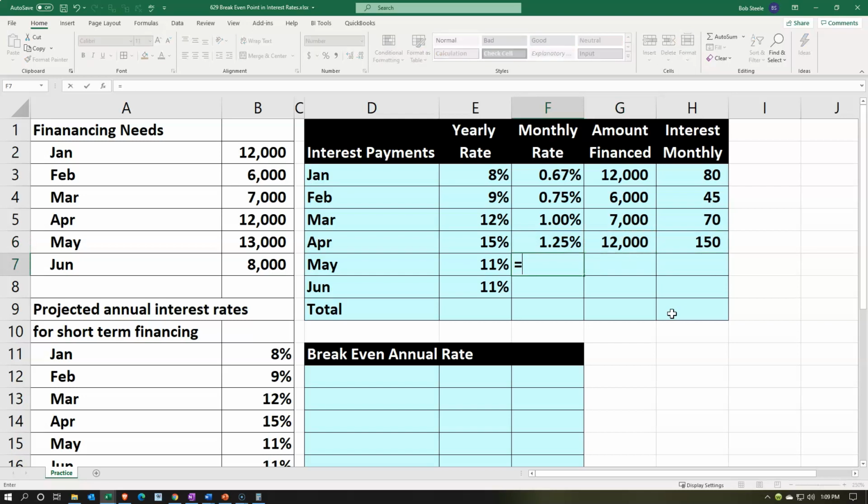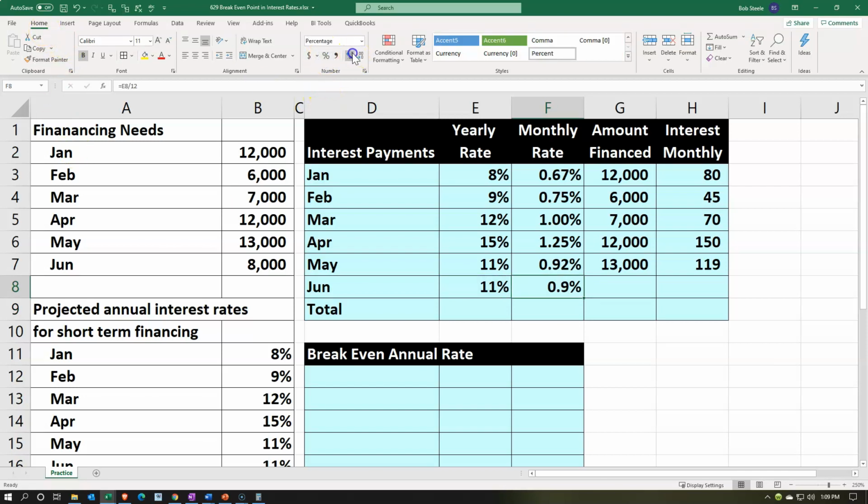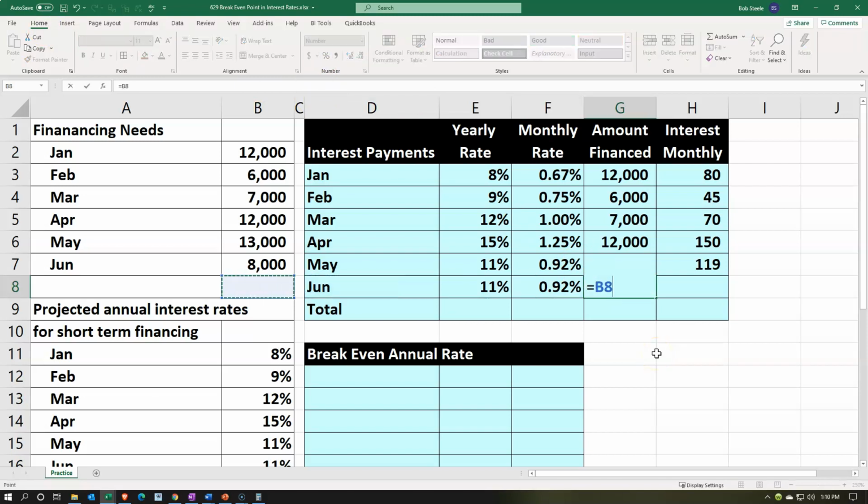Then I'm going to go to May. This is going to be equal to the 11% divided by 12. Percentify this. Home tab, Numbers, percentify. Add a few decimals. We're at the 0.92. We're then going to pick up the amount, which is 13,000. And then notice it calculated this for us, the 0.92% times the 13,000. One more time, we're going to take the 11% divided by 12. That's going to be percentified, Home tab, Numbers, percentify. Add a couple decimals. We're back to that 0.92%. Then we'll pick up the amount at the 8,000, and then it multiplied it out for us.